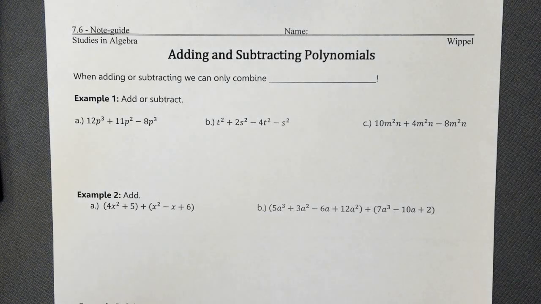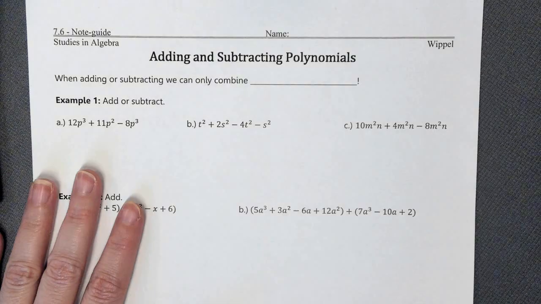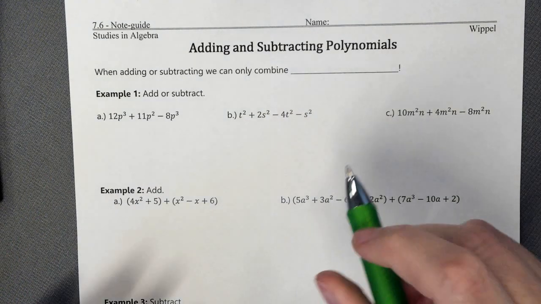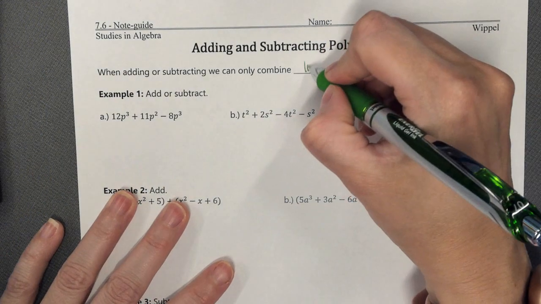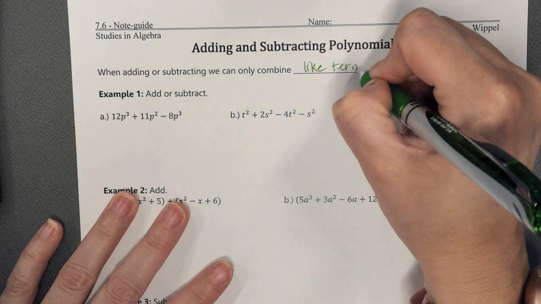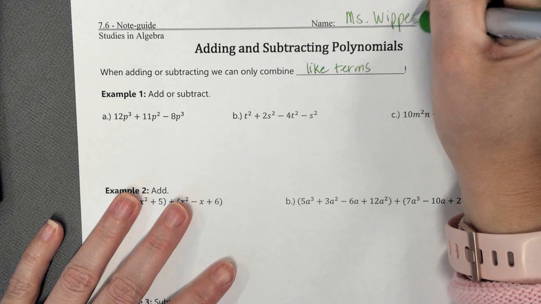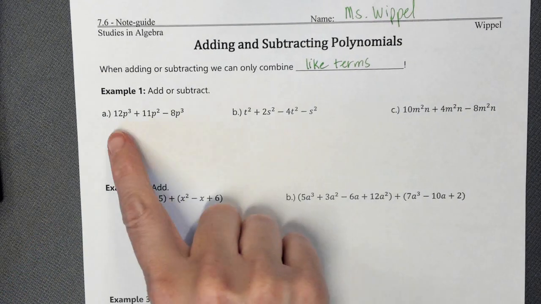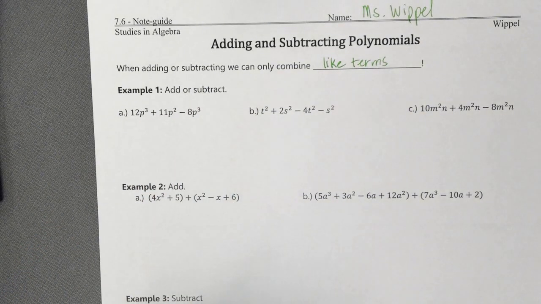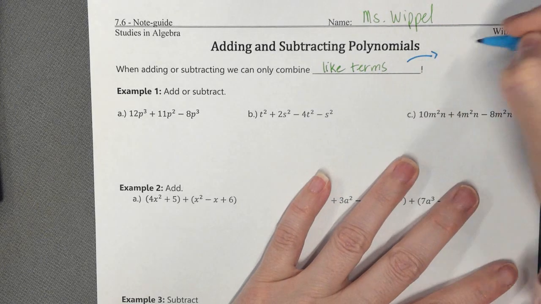The other thing that we're going to do this week is adding and subtracting polynomials. When adding or subtracting, we can only combine like terms. So they have to be the same variable to the same power. If you're adding or subtracting, you can only combine values that have the same letter to the same power.